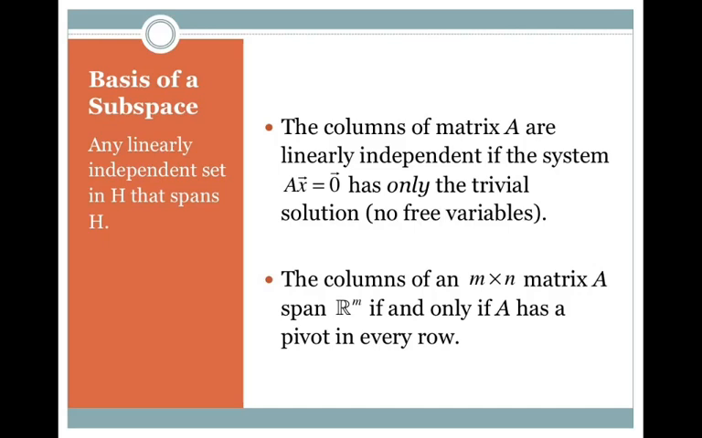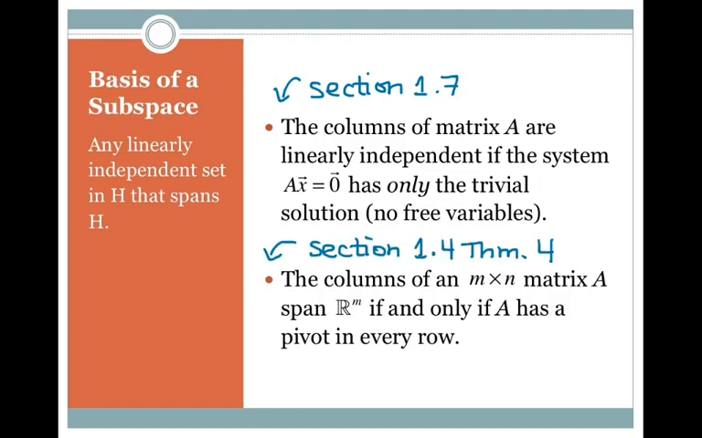This first one is from section 1.7, and it says that the columns of matrix A are linearly independent if the system AX equals 0 has only the trivial solution, meaning no free variables. So that's how we will test to see if our vectors are linearly independent or not.